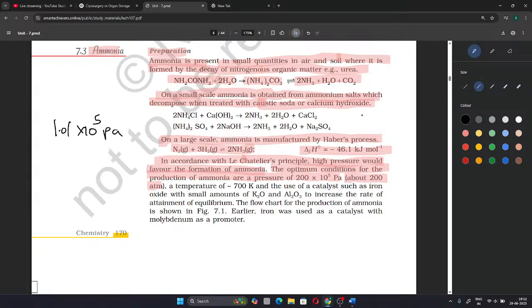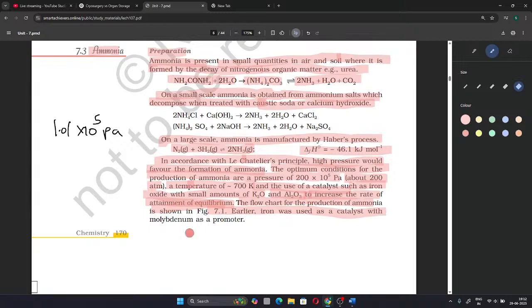It is converted into 200 atmosphere. It is actually a bit more than 200 atmosphere. A temperature of 700 Kelvin, which is 773 Kelvin exactly, and the use of a catalyst such as iron oxide with small amounts of K2O, potassium oxide, and aluminium oxide to increase the rate of attainment of equilibrium. The flow chart for the production of ammonia is shown in fig 7.1.